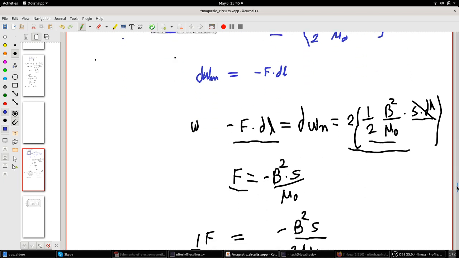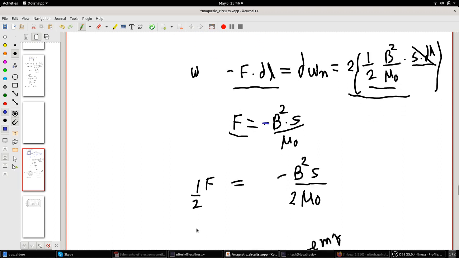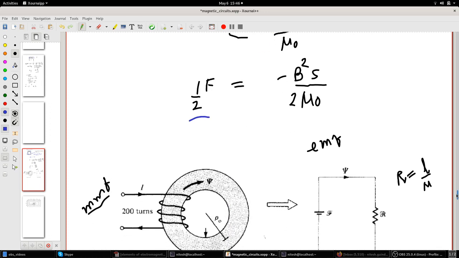The moment I equate those two, the force that will have to be generated to overcome that air gap will be B square into S divided by mu 0. Mu 0 is the permeability of air, S is the cross-sectional area of the core of the electromagnet, and B is the magnetic field generated. F is the total force, so half of the force will be given as minus B square S divided by 2 mu 0.